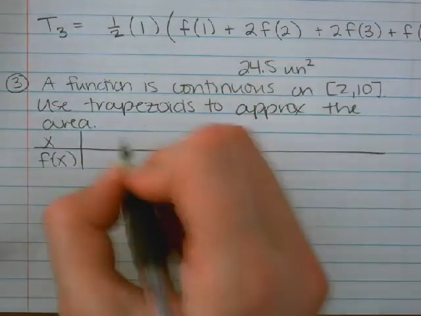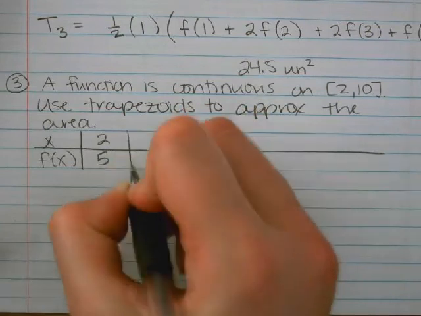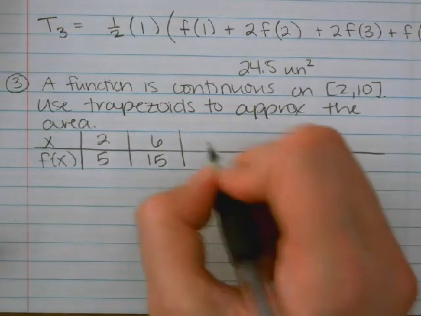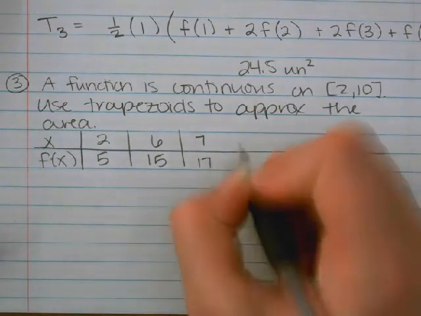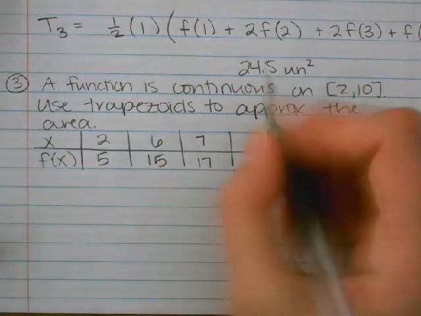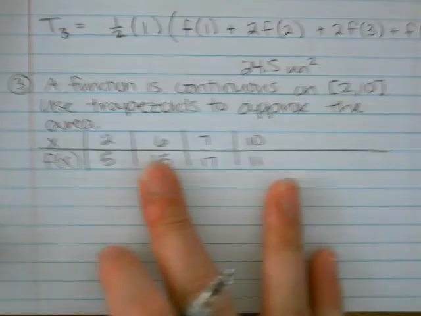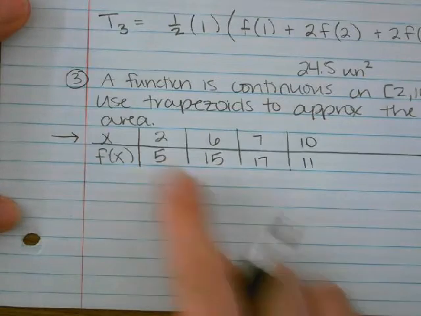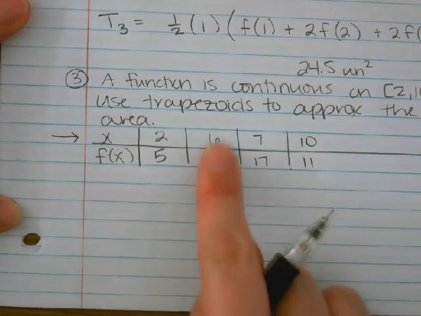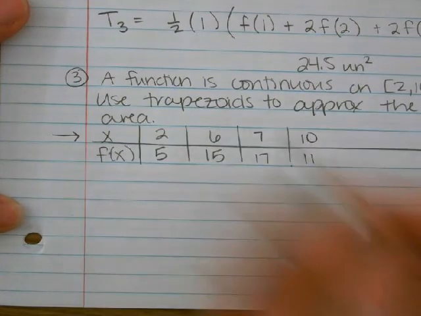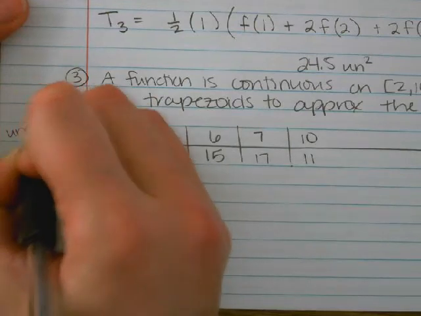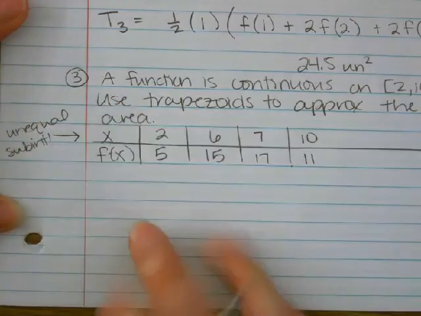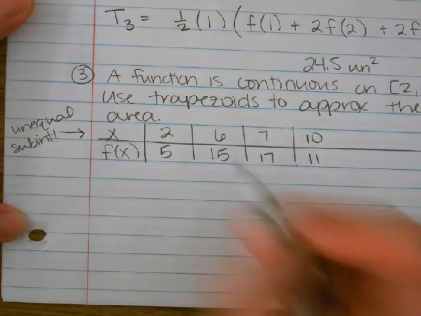So when x is 2, y is 5. When x is 6, y is 15. When x is 7, y is 17. When x is 10, y is 11. So if you look here, your intervals go from 2 to 6, 6 to 7, 7 to 10, and you should notice that those are not equal. So unequal subintervals. And so that means that we have to do these trapezoids separately.